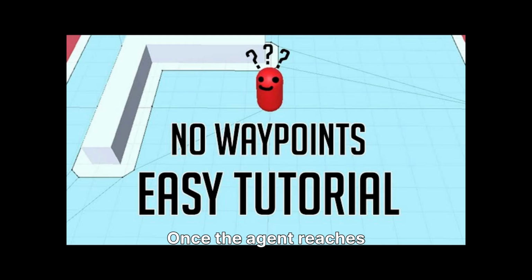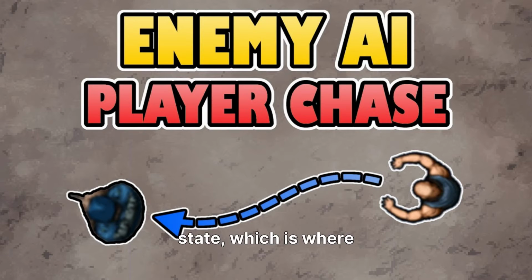Once the agent reaches its destination, we'll advance to the next waypoint in the array, looping through them to create continuous patrolling. This ensures the enemy follows its designated route, providing a consistent and observable behavior pattern for players. Now, for the chase state, which is where the action often begins.